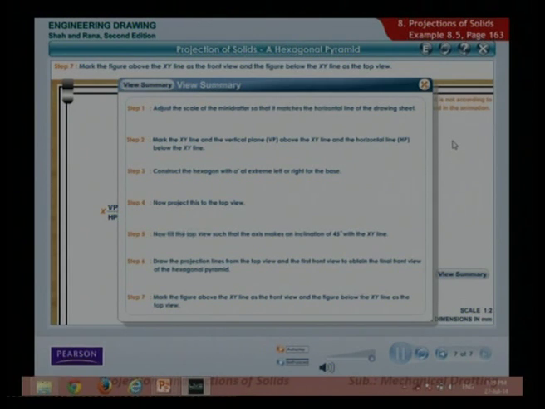So these are the steps which we have followed. The first is to adjust the scale, then mark XY line, construct hexagon. Below XY line, project this in the top view, then tilt the top view such that the axis makes an angle of 45 degree with XY line. Draw the projection lines from front view and transfer to the top view and draw its top view.